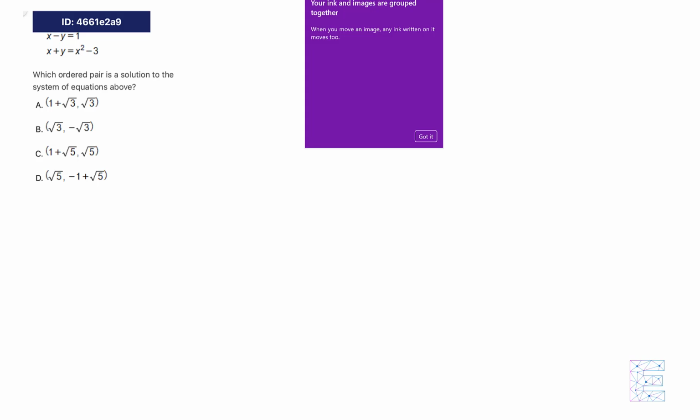So to solve this, you want to maybe use the elimination method, whereby you just add downwards. And as you do, you're hoping one of the variables is going to cancel out. In this case, we are lucky because negative y plus y will cancel out. What we're left with is 2x equals x squared minus 1 minus 3. It becomes a negative 2.